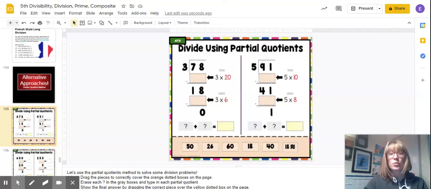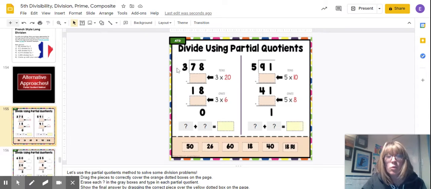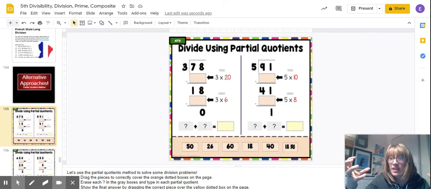So when you divide with partial quotients, we had been practicing multiplying with partial products. So it's a similar idea, but obviously the opposite, right? Because products and quotients are the opposite, multiplication, division operations. So when you're using this style of solving with partial quotients, what you want to do is choose numbers that you're familiar with, right? So use friendly numbers.